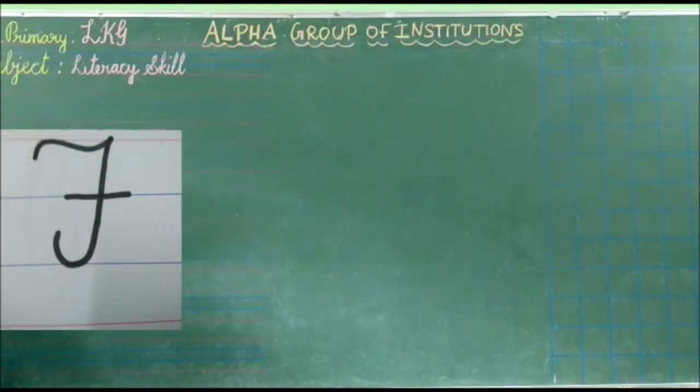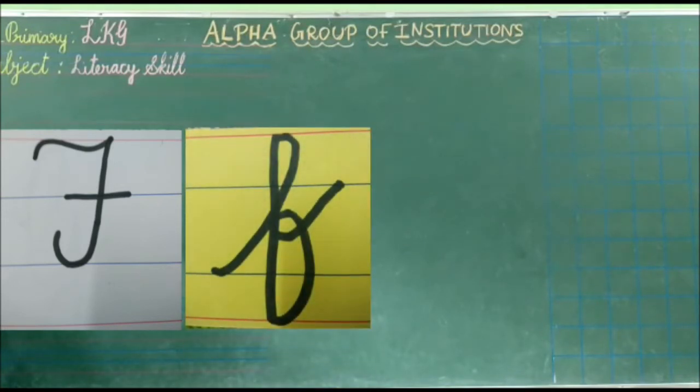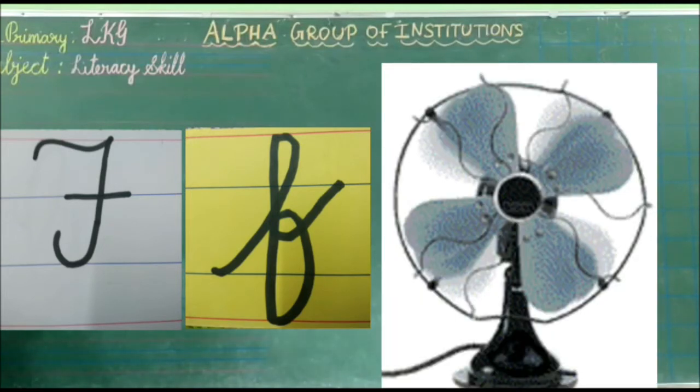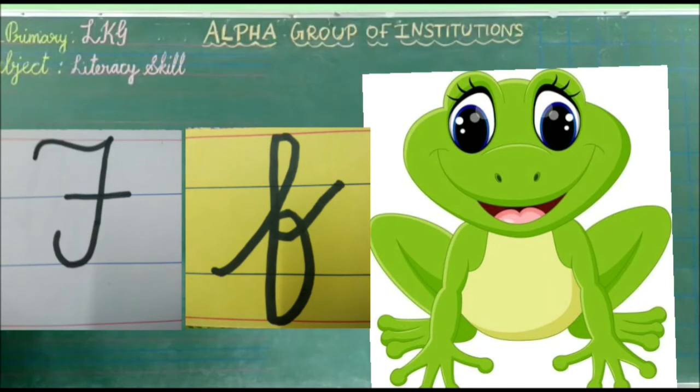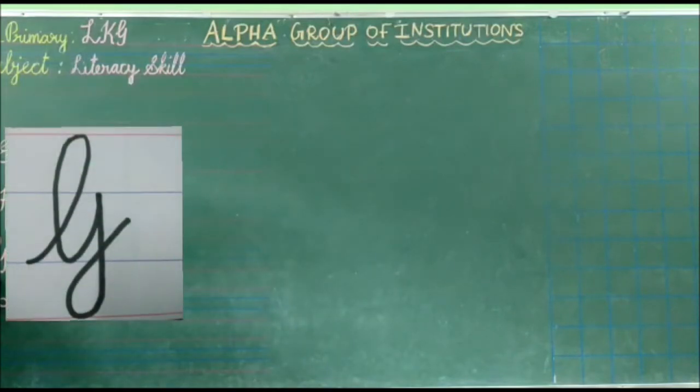F. This is capital letter F and this is small letter F. F sounds fuh. F for fan. Frog. Fish. Next, what letter is this?